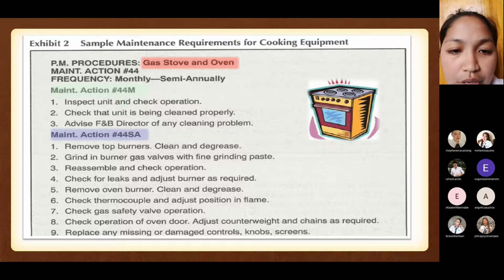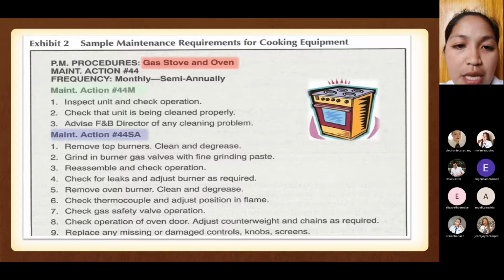Remove oven burner, clean and degrease. Check thermocouple and adjust position and flame. Check gas safety valve operation. Check operation of oven door. Adjust counterweight and chain as required. And the last one, number 9, replace any missing or damaged control knob screen.